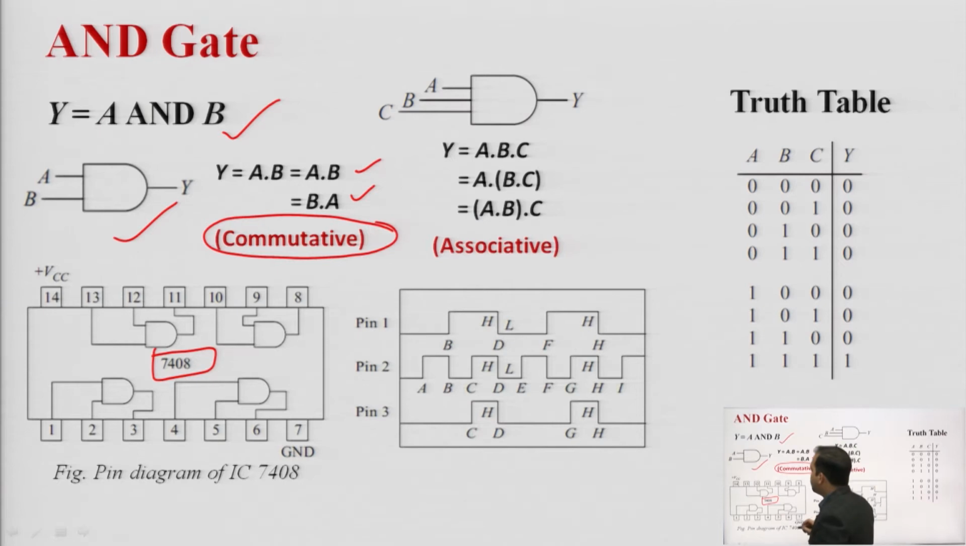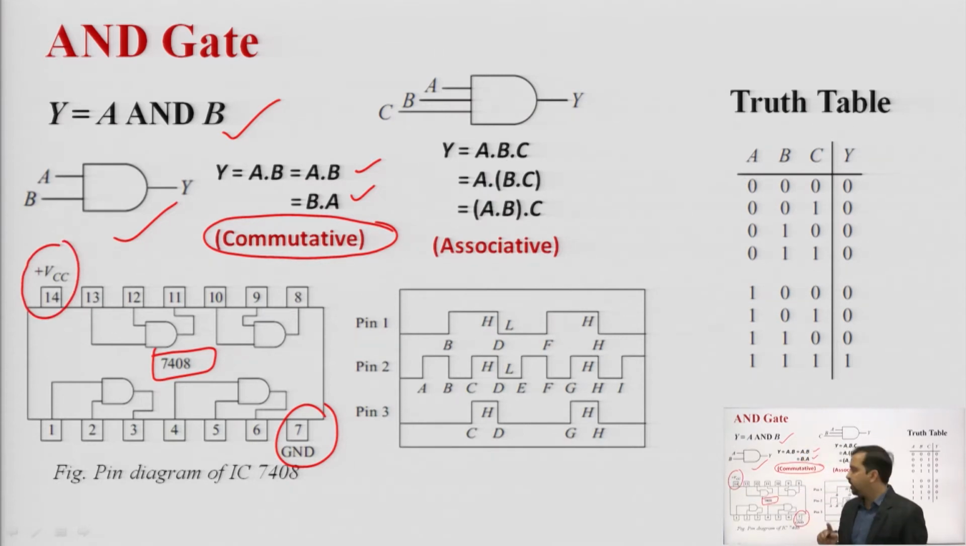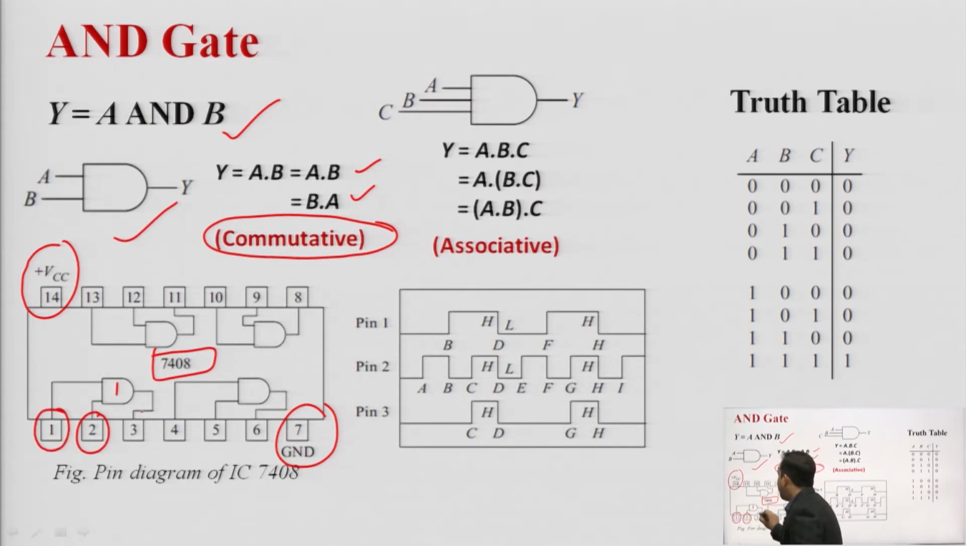Again this IC 7408 is a 14 pin IC, out of which pin number 7 and pin number 14 are basically ground and VCC respectively, and the remaining pins correspond to input and output. Let's say we will see this particular gate 1. So we'll have pin number 1 and 2 as input and pin number 3 as output. In this particular 7408 IC we have 4 AND gates, and we can see the waveform also.